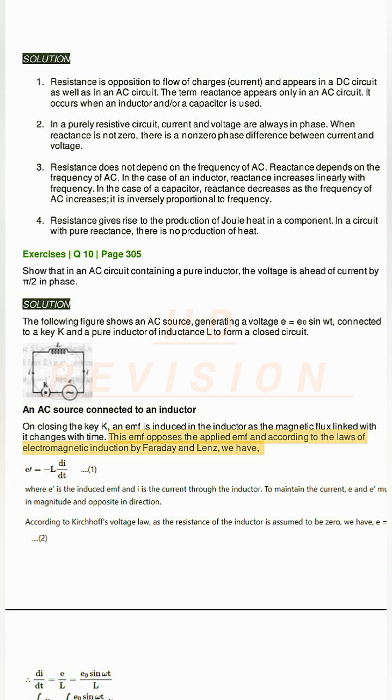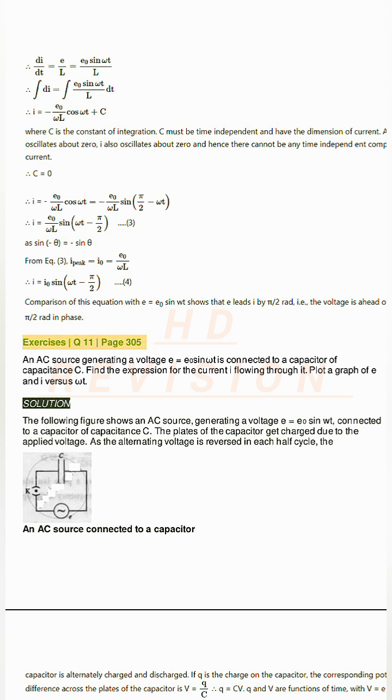we have Exercises Q11, page 305. An AC source generating a voltage E equals E0 sin omega t is connected to a capacitor of capacitance C. Find the expression for the current I flowing through it. Plot a graph of E and I versus omega t.